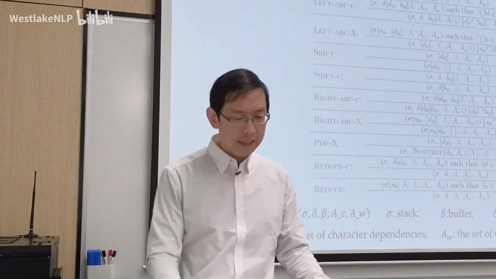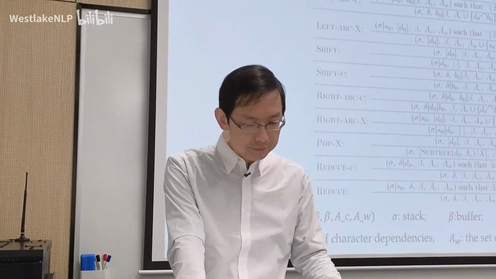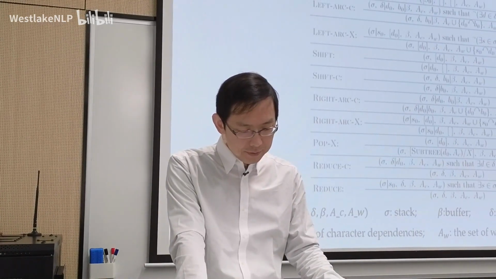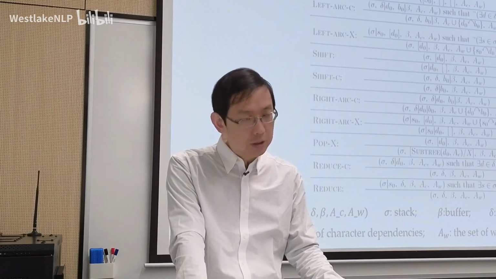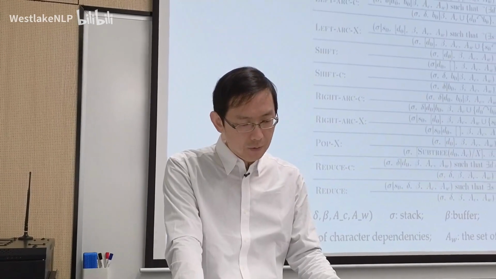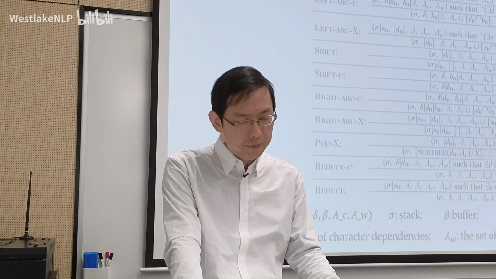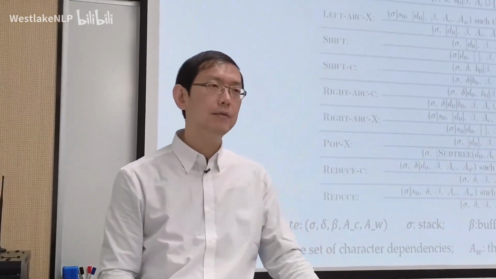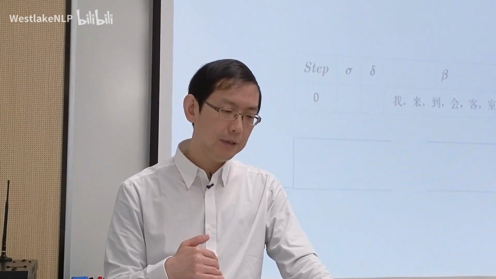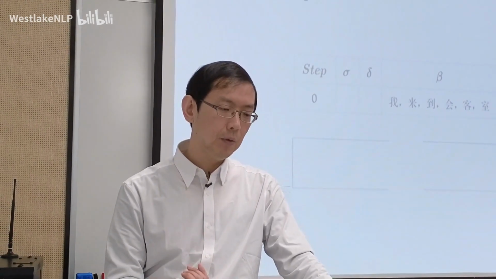Okay, the state consists of 3 components. Sigma, partially built dependency tree. Delta, word structures. Beta, incoming characters. And the output also consists of dependency labels between characters and dependency labels between words.